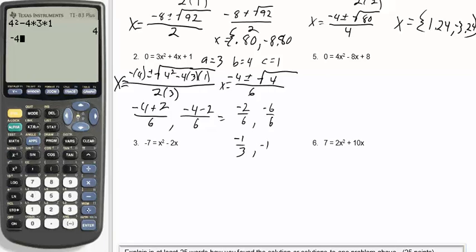Or you could just put those in the calculator, even from there. Negative 4 plus square root of 4, enter, divide by 6. And there's my negative 1/3. And same thing, negative 4 minus square root of 4 over 6, and you'll get negative 1. Okay, I will end this one. There is something different that's going to happen on these other ones, so please do watch the other video.